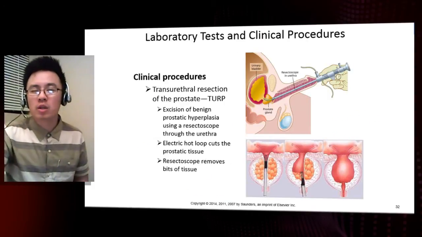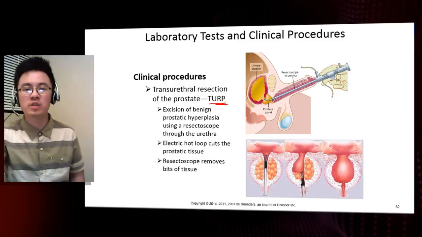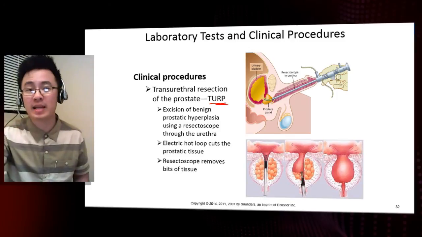Now, let's talk a little bit more about the transurethral resection of the prostate, known here as TURP. This is the excision of benign prostatic hyperplasia using a resectoscope through the urethra. You probably remember looking at this in a prior chapter.